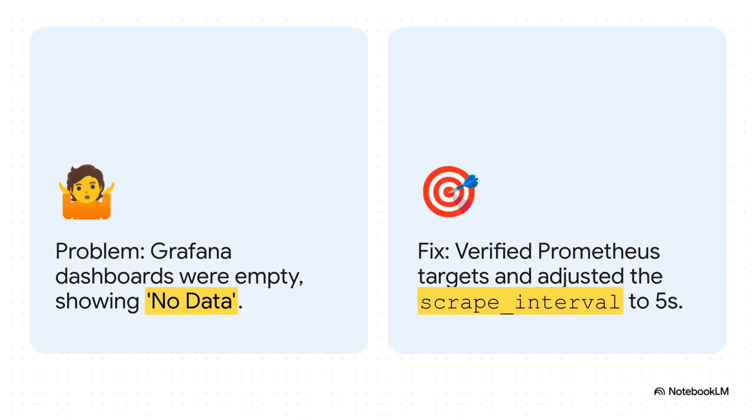And finally, the moment we all dread, seeing that no data message in Grafana. You know you've set everything up, but your dashboards are completely empty. This almost always means the data pipeline from Prometheus is broken somehow. The solution was to double-check that Prometheus's configuration was actually pointing to the right targets, and then setting a frequent scrape interval, like 5 seconds, to make sure we had a nice, steady stream of fresh data.